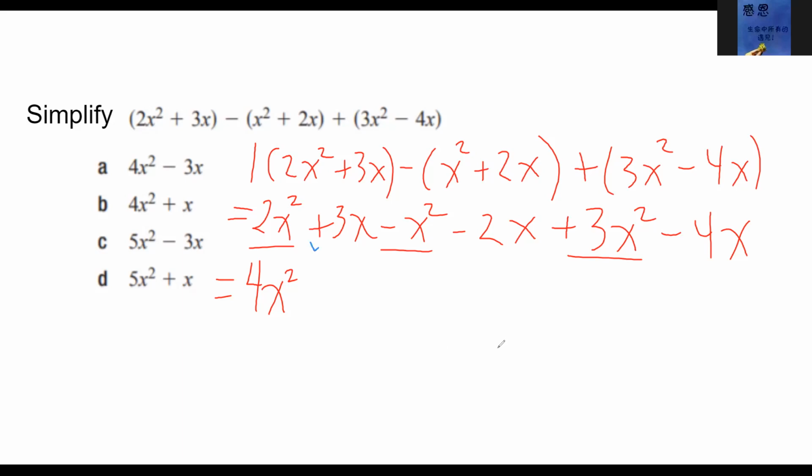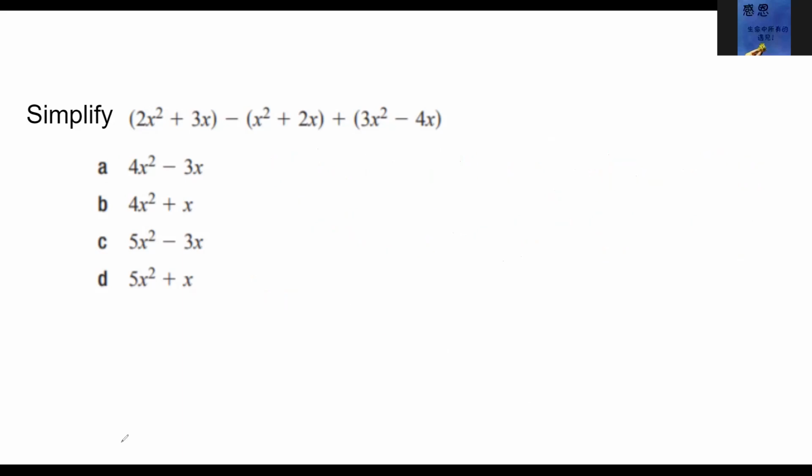Next, let's combine all of the x terms. So 3x minus 2x and then minus 4x. 3x minus 2x is 1x. 1x minus 4x, 1 minus 4 is negative 3x. You guys all said A and you're correct. Do you guys have any questions up to now? You seem to be understanding this perfectly.